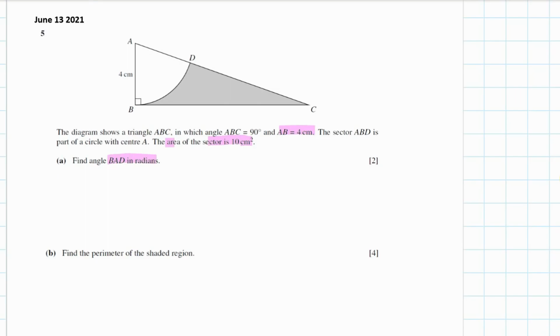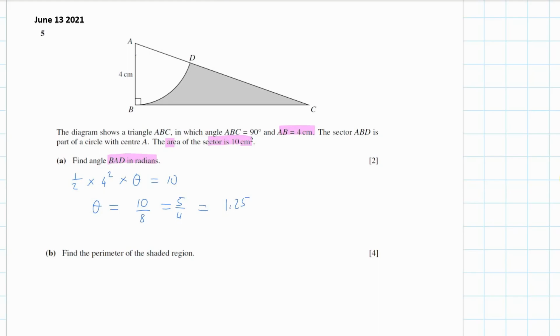Well, if we know what the sector area is, we know that half times r squared, which in this case is 4, times theta equals 10. And therefore we can just rearrange. So theta is equal to 10 over 8, which is equal to 5 over 4, which is equal to 1.25. The perimeter of the shaded region.